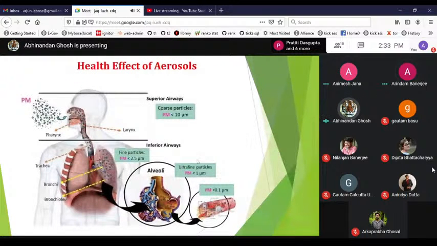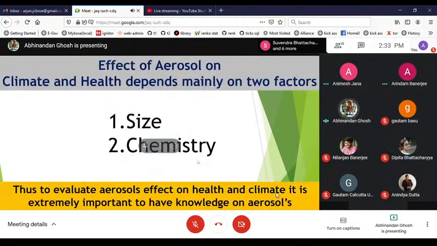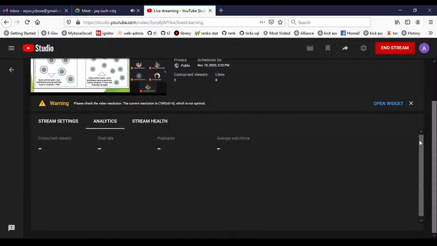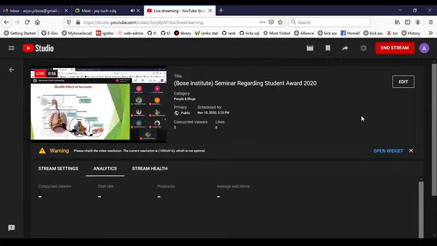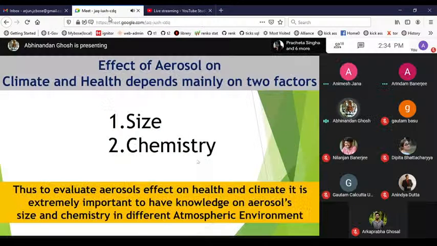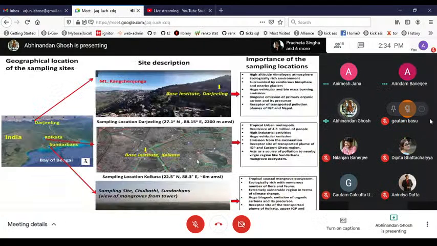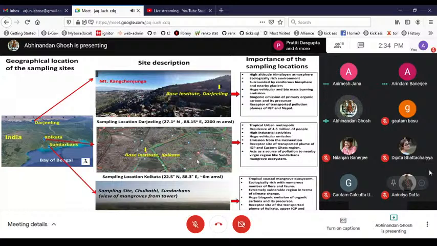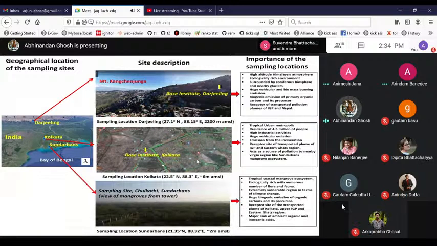Now you all know that aerosol has severe health effects, and the finer the aerosol, the more it can penetrate into the human respiratory system. So both the climate and health effects of aerosol depend mainly on two factors. One is size and another is chemistry. Thus, to evaluate these health and climatic effects, it is very important to gather proper long-term size segregated chemistry of aerosol in different atmospheric environments. This kind of work has been conducted in some places of the world, but this kind of data, especially size segregated characterization of aerosol, is rare in the Indian context, and especially Eastern India till date remains very virgin.